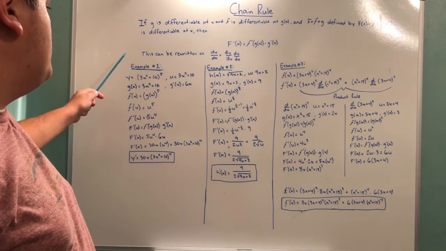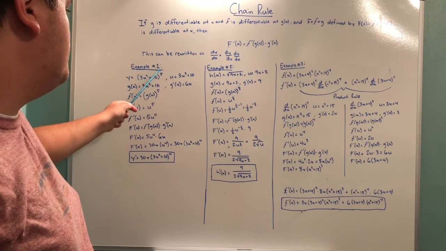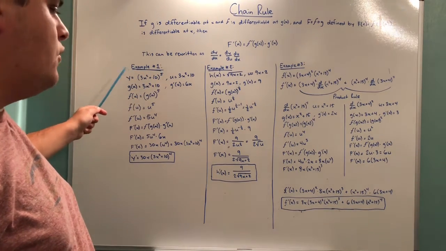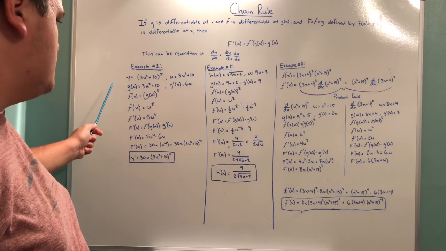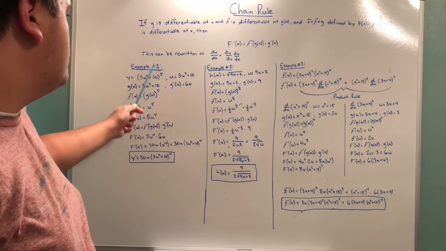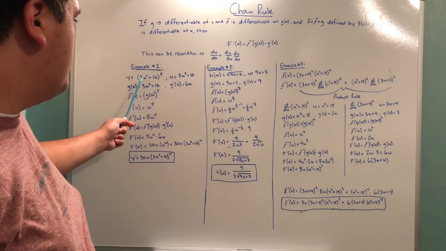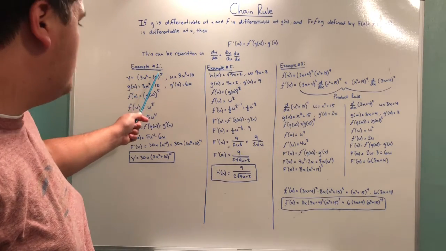For our first example, we have y is equal to 3x squared plus 10, this term raised to the fifth. Now before trying to solve this, we can think of this as two functions, an inner function and an outer function. So one function would be 3x squared plus 10, and another function would be this inner function to the fifth.